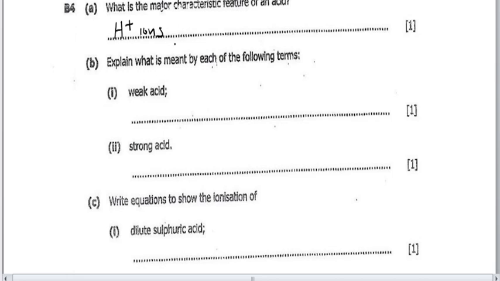So, that is the major characteristic feature. Explain what is meant by each of the following terms. The first one, weak acid. How do we explain a weak acid? A weak acid is an acid that partially ionizes in solution. So it partially ionizes in solution.